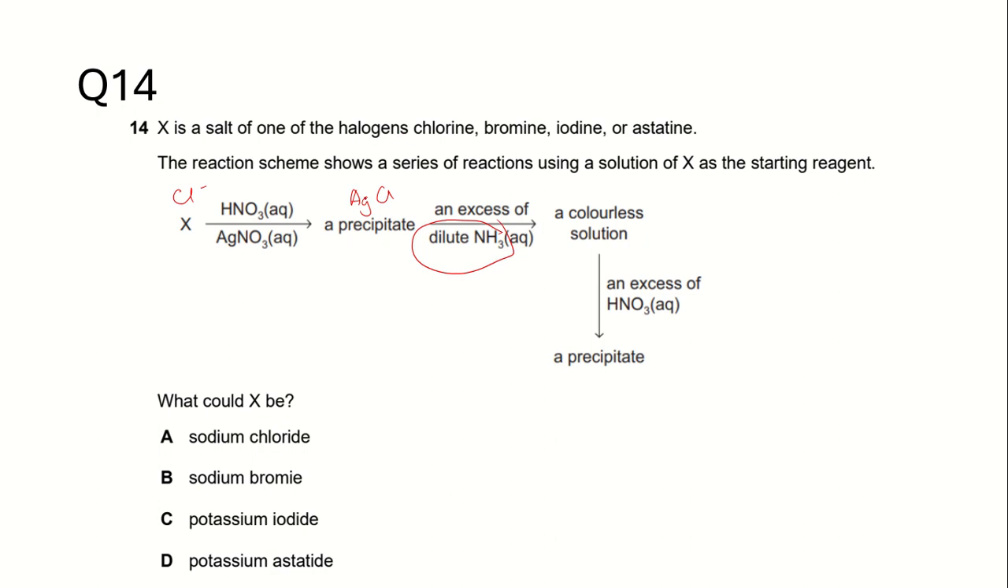And, okay, which one has chloride? A, B, C, D? Only A. So A is our answer. The other parts of the reaction scheme are not important in finding your answer, so you can ignore them.